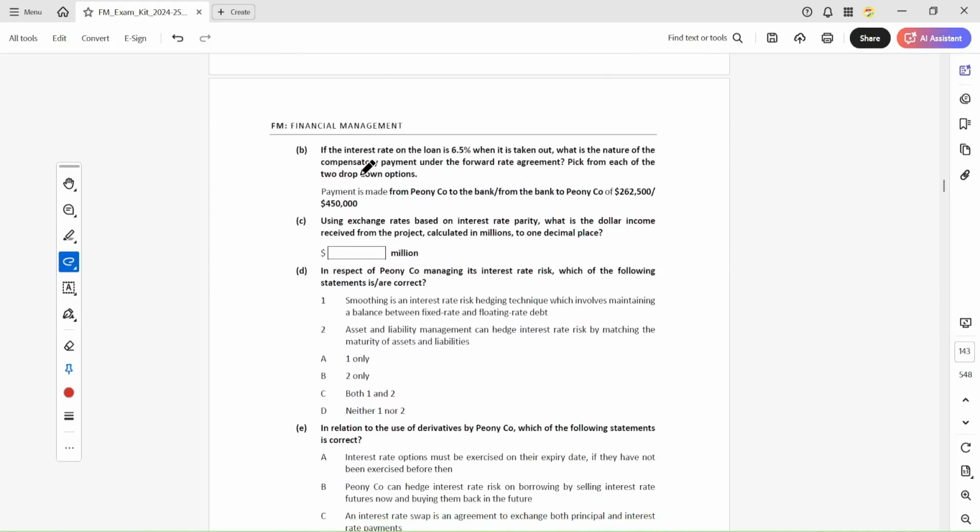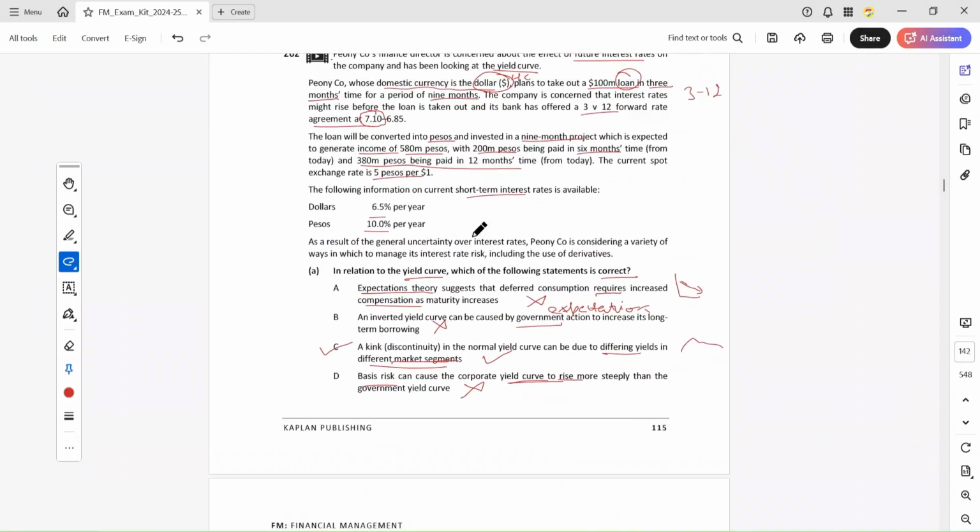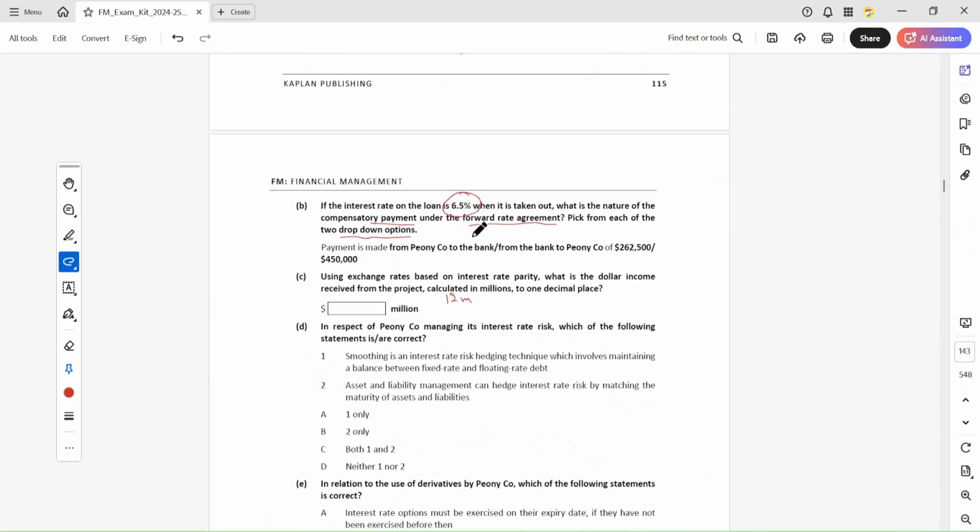The next question: if the interest rate loan is taken out, what is the nature of the compensatory payment under the forward rate agreement? There are two drop-down options. Okay, compensatory payment. We have to calculate for the 12 months and for the 6 months.